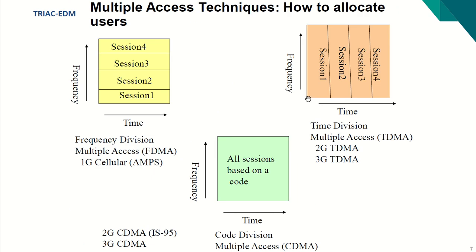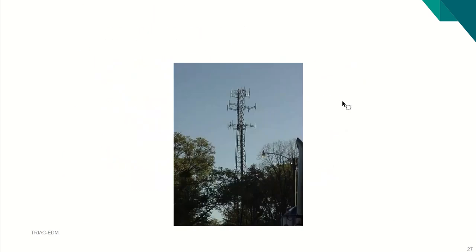A TDMA frame is a frame that has a whole set of sessions and it repeats itself. So let's say a frame is 10 milliseconds, but we are accommodating 10 users in a frame which is 10 milliseconds. Then we will divide 10 milliseconds by the number of users, which is what happens here.